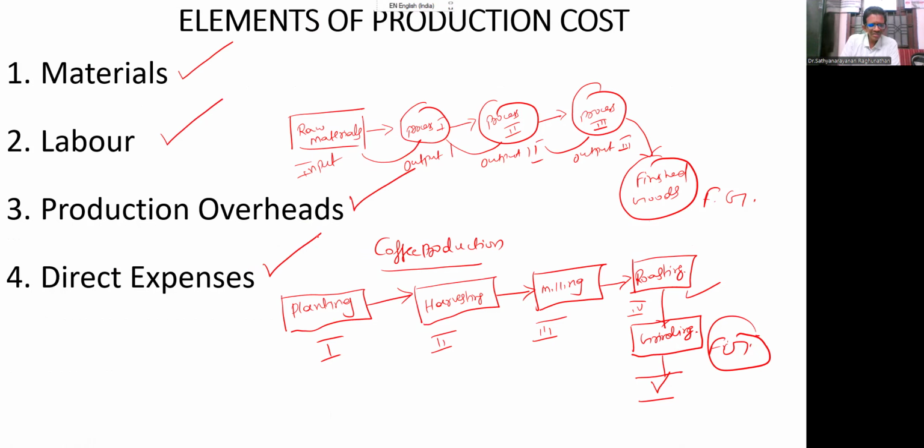Materials, labor, production overhead, direct expenses. These all constitute the production cost. Production cost means material, labor, production overhead, and direct expenses. Please take this into consideration. Please take a screenshot of this also. Just a moment. For your understanding only.